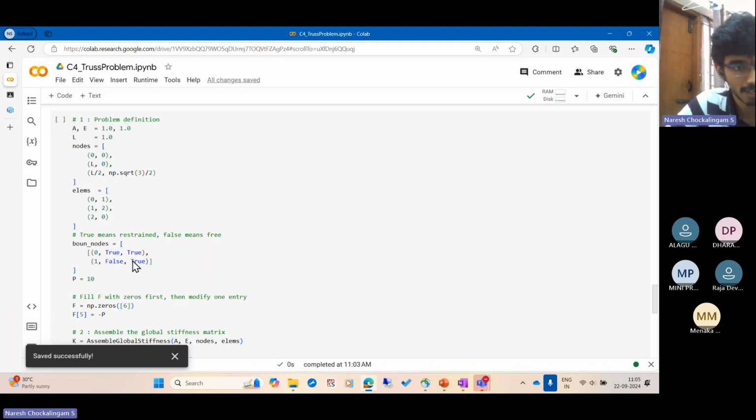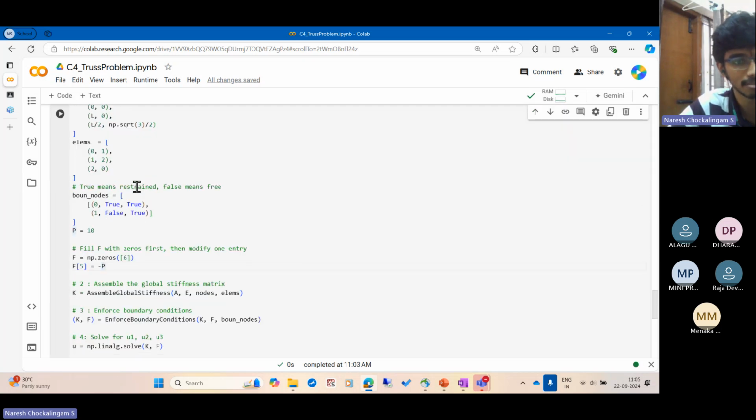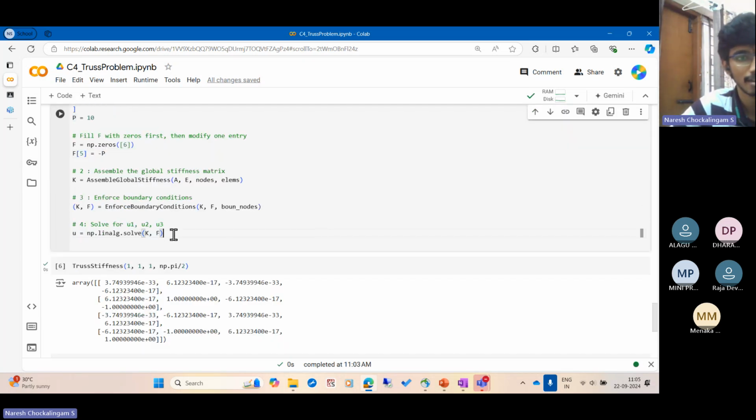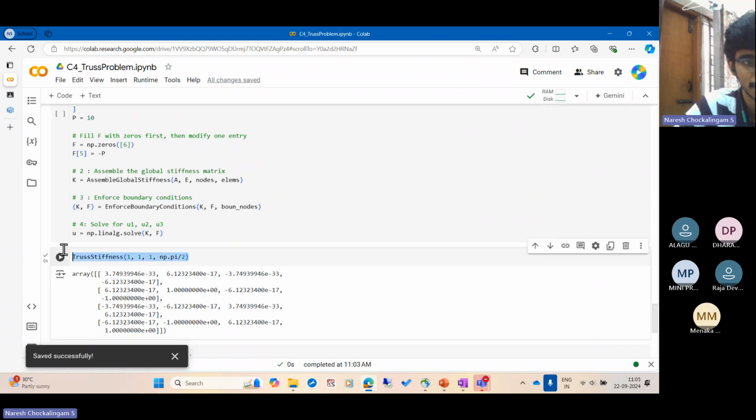Then finally, we are putting it all together. We called the assembly, so it will return the assembled stiffness matrix. Then we are calling it to enforce boundary conditions. It will enforce the boundary conditions. And then we are solving it finally. So it is f of 5. So yeah, this is also fine. So the problem is put together very well. Let us hope there will be no mistakes. Let us see if it works. Now let me delete this and I'll do run all.